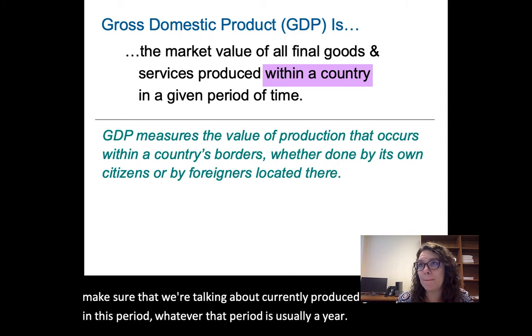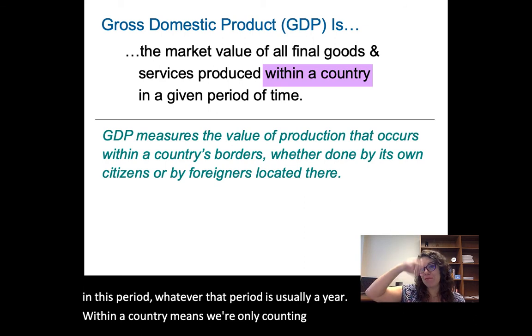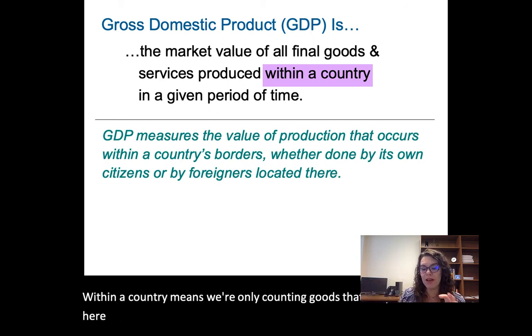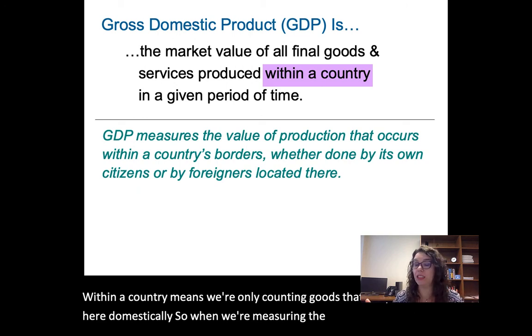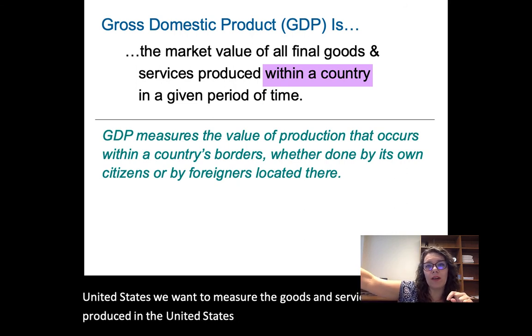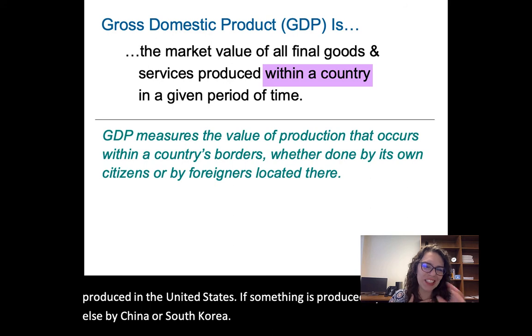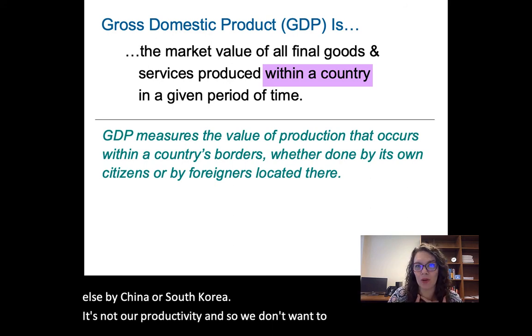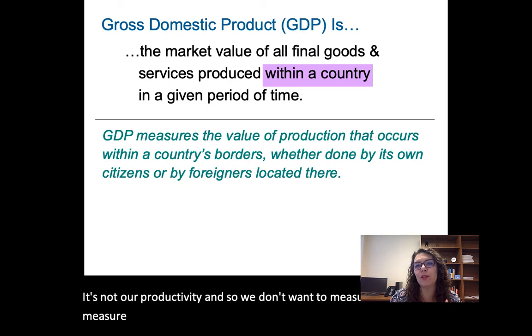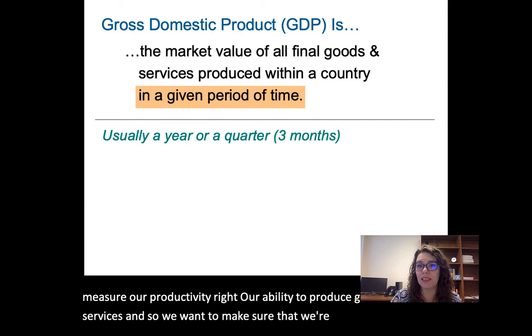Within a country means we are only counting goods that are produced here, domestically. So when we're measuring the GDP for, say, the United States, we want to measure the goods and services that are produced in the United States. If something is produced somewhere else, by China or South Korea, it's not our productivity. And so we don't want to measure it. We want to measure our productivity, right? Our ability to produce goods and services. And so we want to make sure that we're only counting goods that are produced domestically.